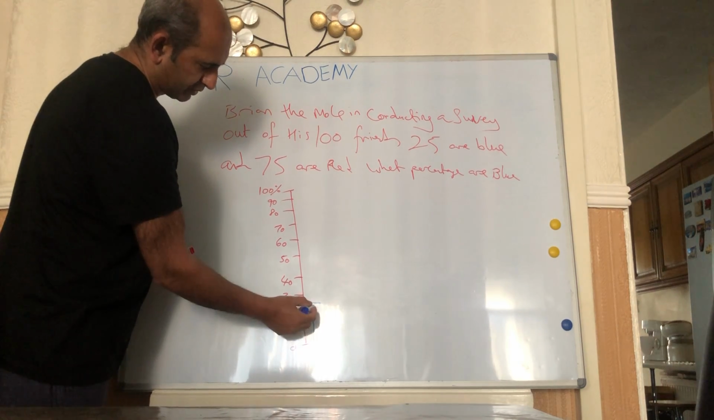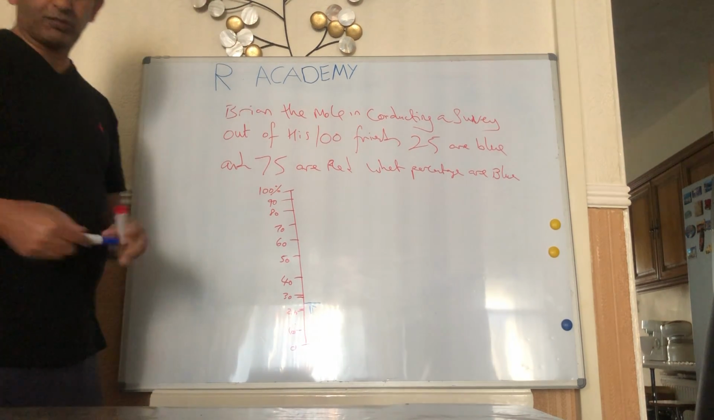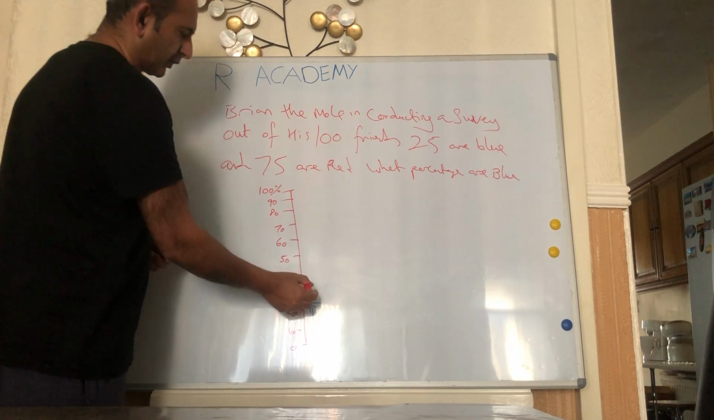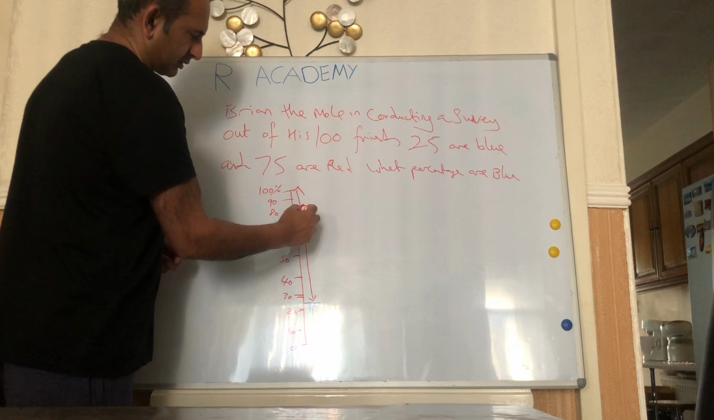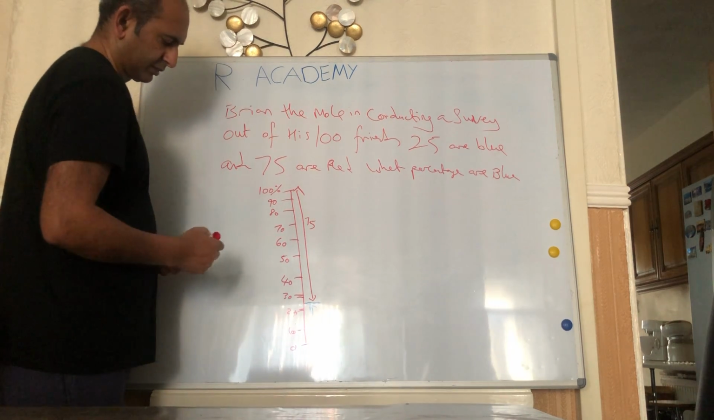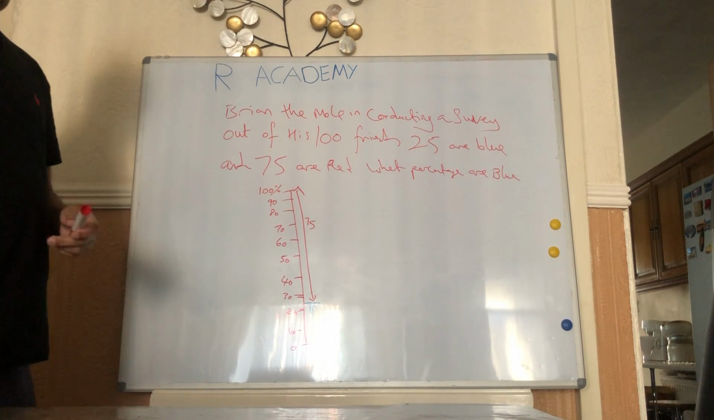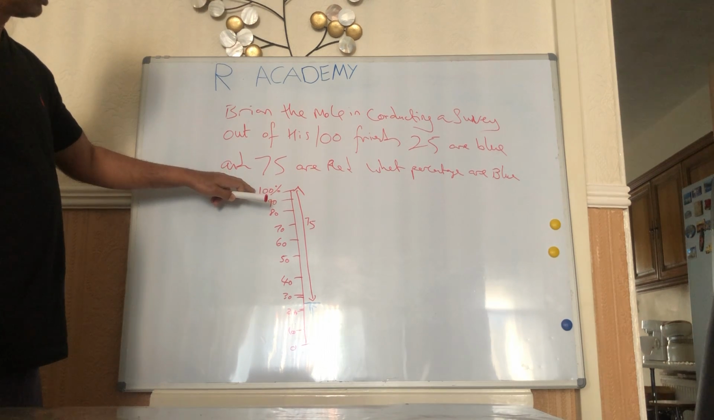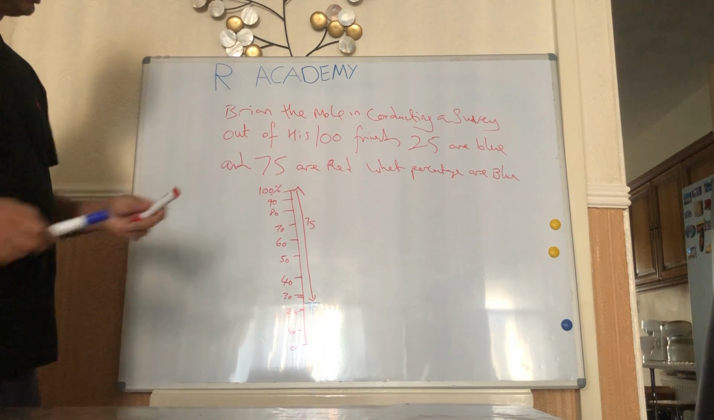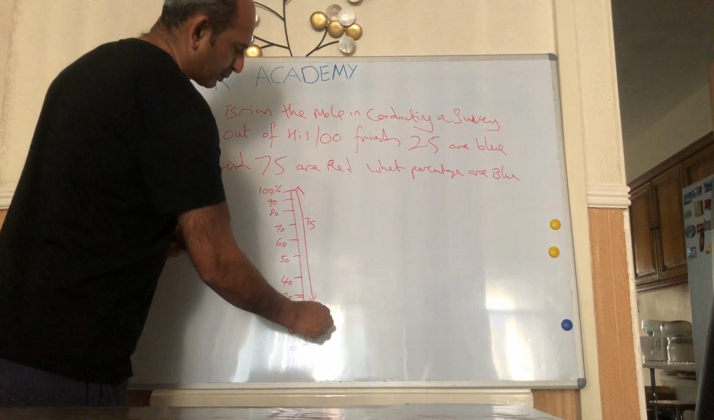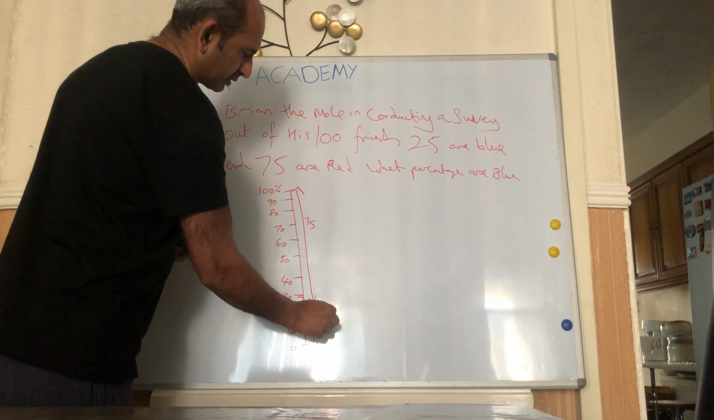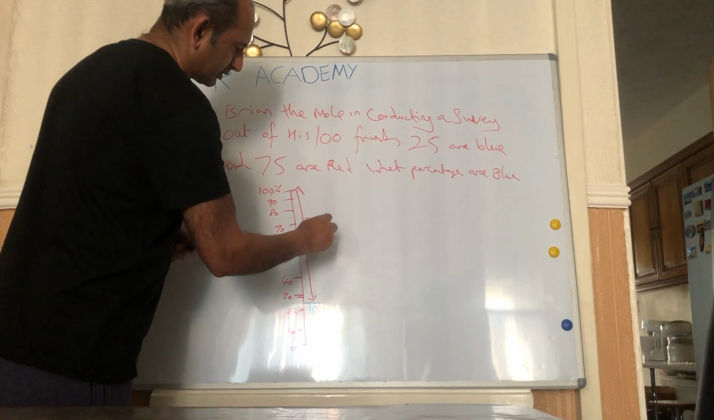So there's your friends. And your other friends, from there to there, is 75. So if this is a percentage, 0 to 100, then this is 25%, and this is 75%.